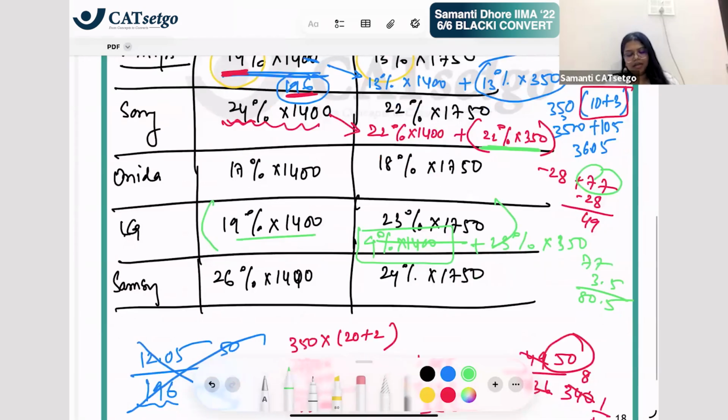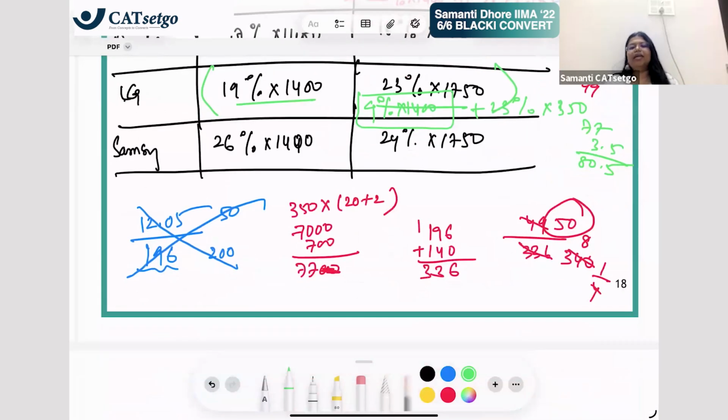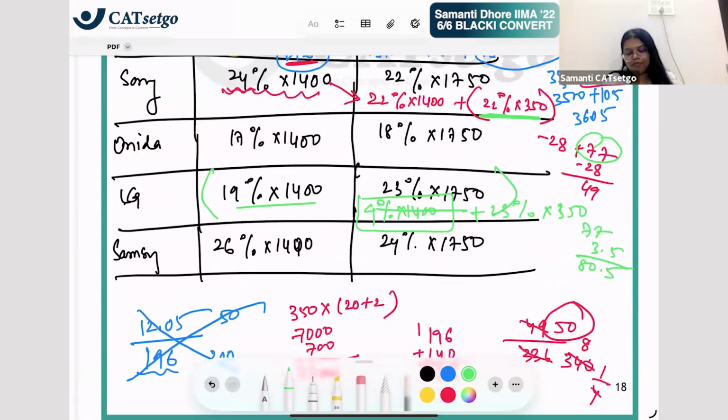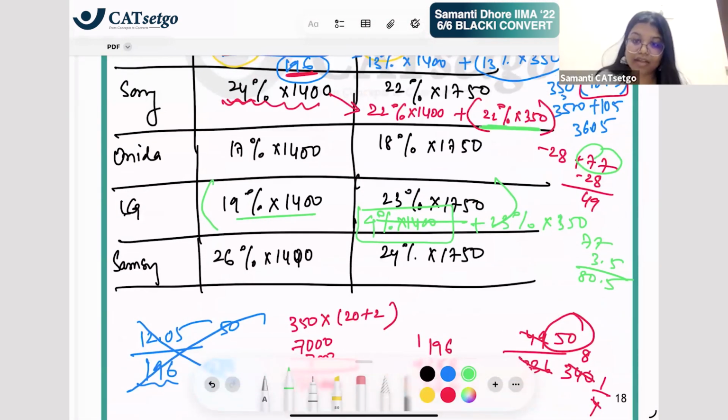And how much is 4% of 1400? 4% of 1400 हमने 1%, 2%, 3%, 4% सारे percentage निकाल दिए, है ना? तो 14 4 is how much? 56, right? 14 4 is 56. That is 56 plus 80.5, 146.5. तो 146.5 का increase है over roughly 20% of 1400.